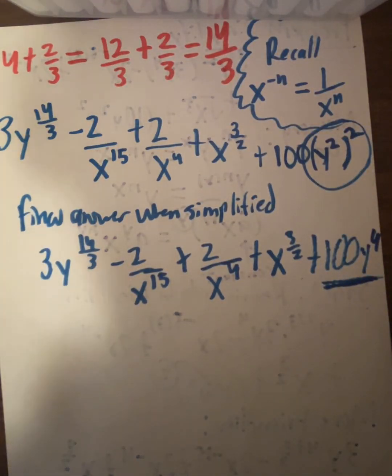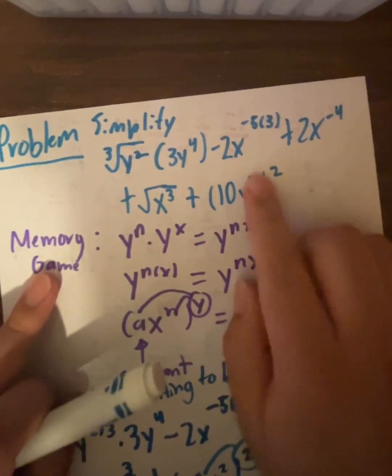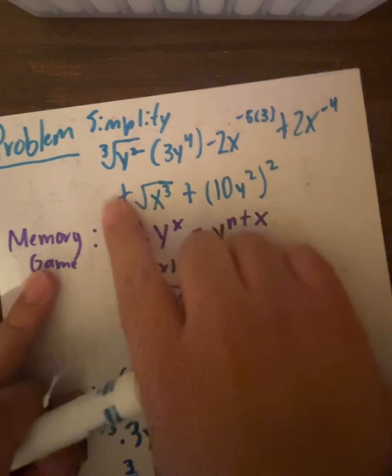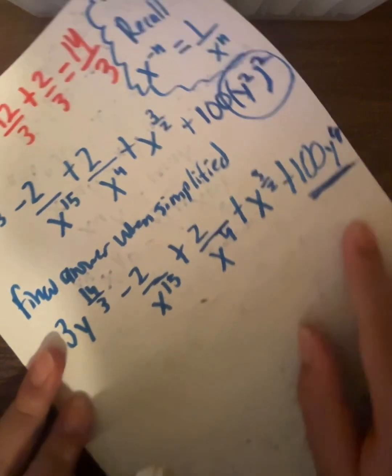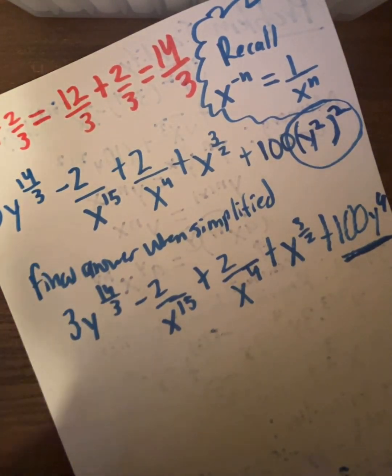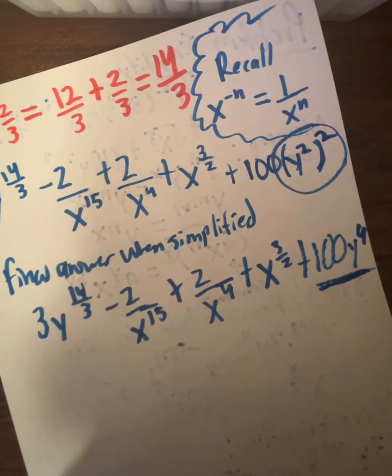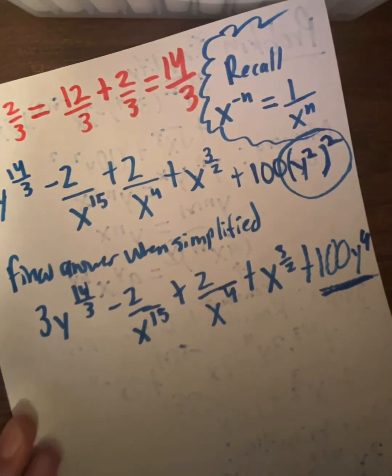And so we went from this big mess over here, we ended up at just this right here. It's 14/3. You can see how friendlier this looks, and I don't think you can do it any further. So this will be our final answer when simplified.